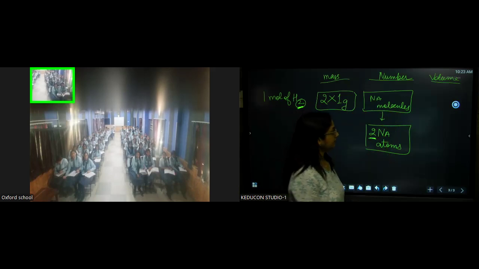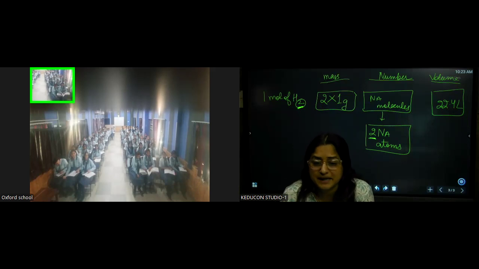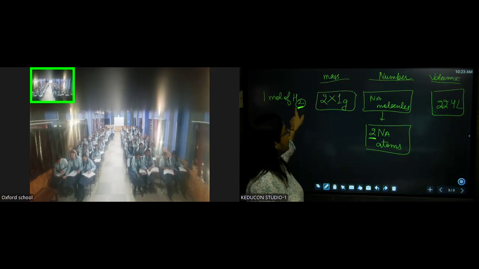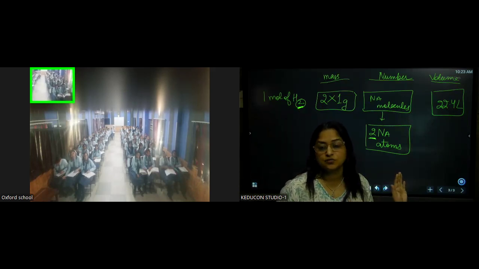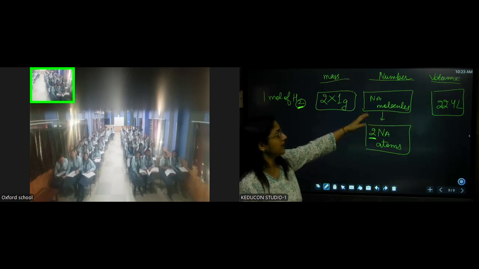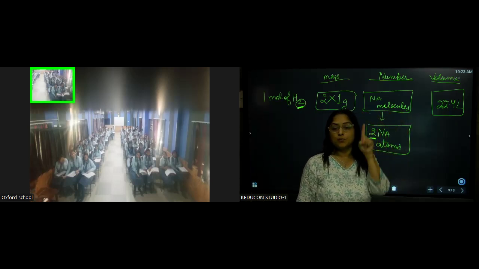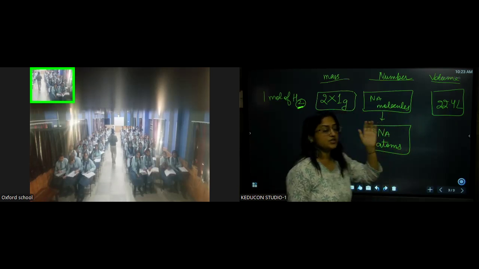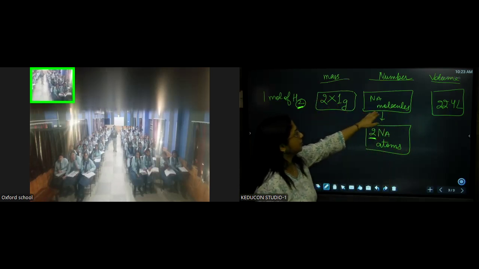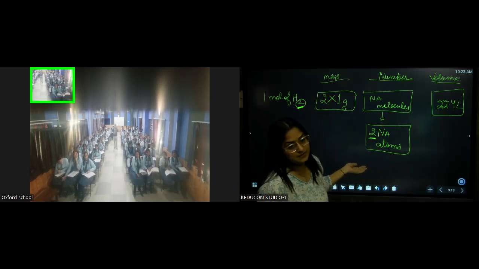Fine? And this volume is still the same. For 1 mole, it will always be 22.4 liters, irrespective of the existence of that element in the form of molecule or atom. That does not change the volume, right? This will remain the same for 1 mole. This is not related to atomicity or whatever. This will just change your mass. This will change your number of atoms.